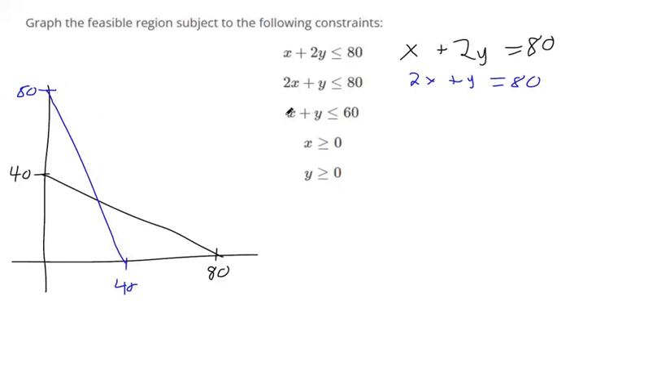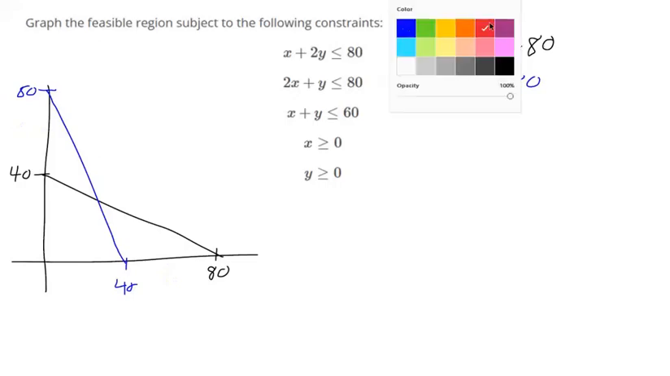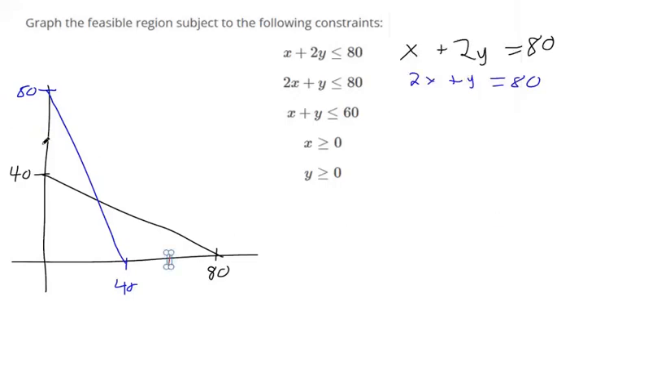And same thing for this one. If you plug in 0 for x, you get y is 60. And 0 for y, you get x is 60. Sorry, I wanted to make that a different color. So 60, 60, draw a line between the two.